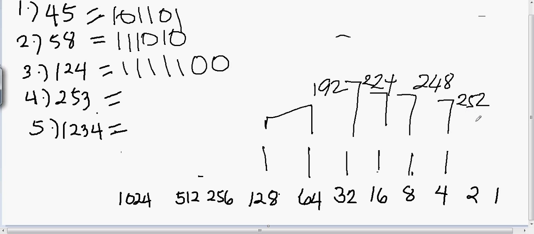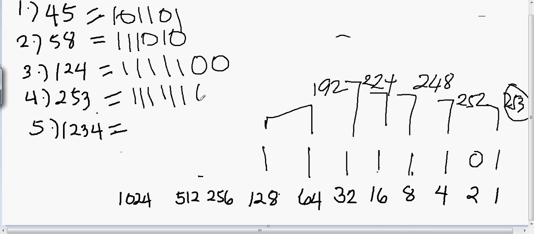Okay, so we still need one more. Can we use 2? No, but we could use 1. So 253. We get the same answer. So again, from left to right, 253 is equivalent to 1 1 1 1 1 1 0 1.